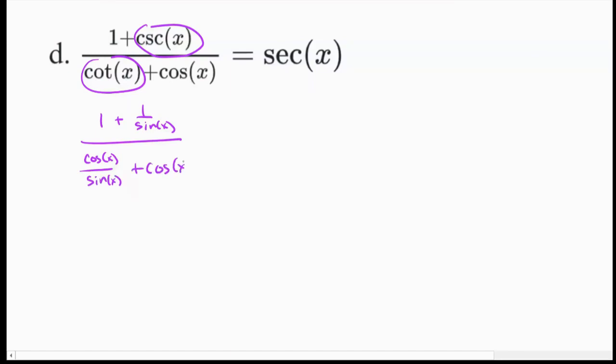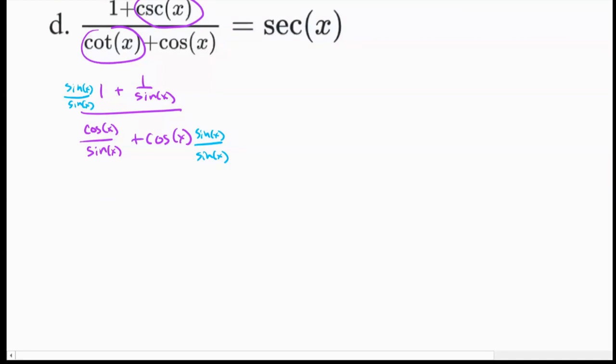Now, to simplify this, I need some common denominators, because what I want to do eventually is multiply by the reciprocal of the bottom. But because I have these two things being added together, I want to combine that first. So I'm going to start by multiplying this by sine of x over sine of x. And I'll do it on the top too, just to make it nice and neat, because I want to combine everything to make it just two fractions on top of each other.